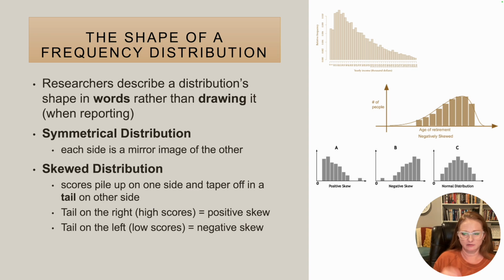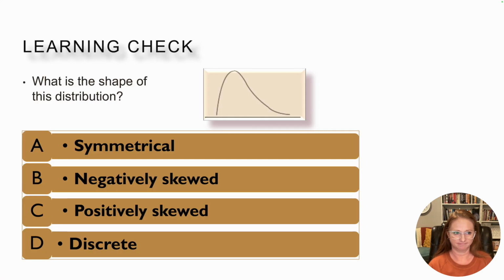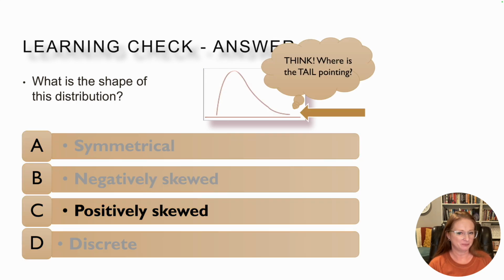One on the right-hand side, so this one's negatively skewed, right? This makes sense though. Number of people retiring versus the age of retirement. Very few people are going to retire in their 20s. Most people are going to retire the later they are in life, right? Okay, so really quick, what's the shape of this distribution? Positively skewed.